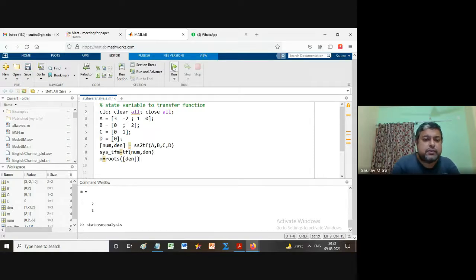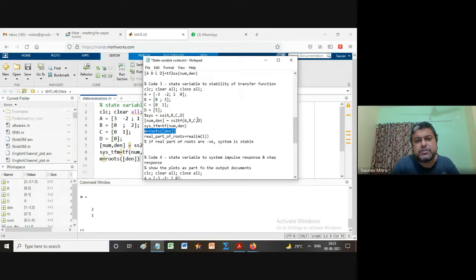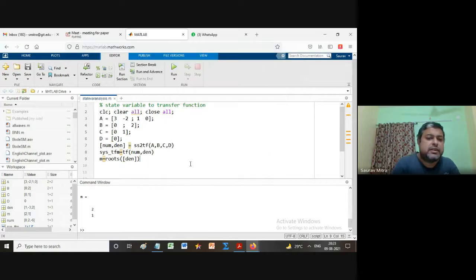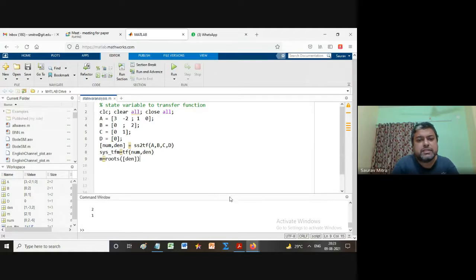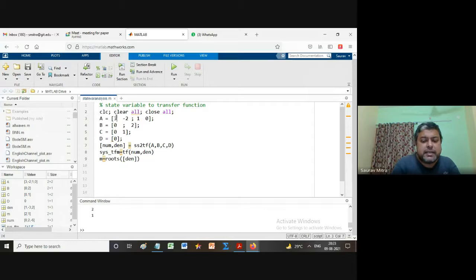What is the code number for finding roots? This is actually code number 3. So that we are also executing here. What we are finding is the roots are going to be positive, and positive roots mean the system is unstable. Just we have made this minus 3 as plus 3. So this is minus 3, minus 2, 1, 0, which is actually a controllable canonical form representation.